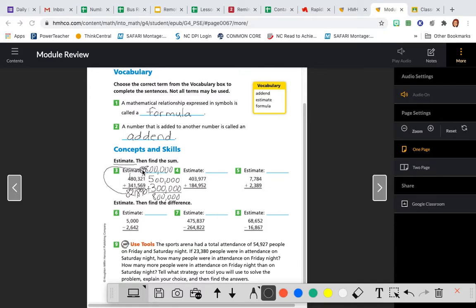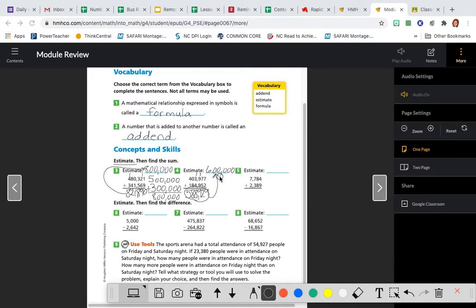All right, let's look at number 4. The estimate is 600,000. So now let's actually solve the problem. 7 plus 2 is 9. 7 plus 5 is 12. So we're going to carry our 1 to the hundreds. 1 plus 9 is 10. 10 plus 9 is 19. Don't forget that comma to separate your periods. 1 plus 3 is 4. 4 plus 4 is 8. 0 plus 8 is 8. And 4 plus 1 is 5. So we can say that our answer is reasonable because it is close to our estimate.